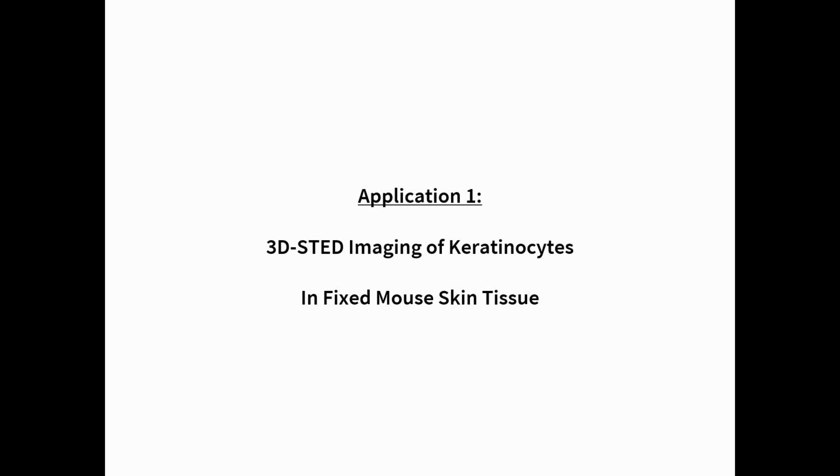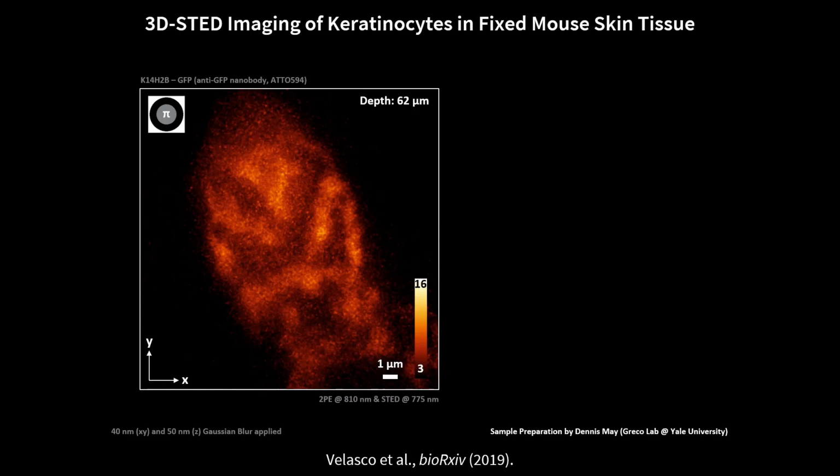Okay, so now comes the fun part. So our first proof of concept application to show how the microscope works was the STED imaging of fixed mouse skin tissue. And here we were looking at the 3D organization and structure of chromatin in keratinocytes, or in skin cells. So the tissue we used was from a histone 2B GFP mouse that was then stained additionally with an anti-GFP nanobody conjugated with the dye ADO594. We used the GFP fluorescence for our wavefront sensing, so it's not actually represented in the image here. What we're looking at is actually the ADO594 signal.